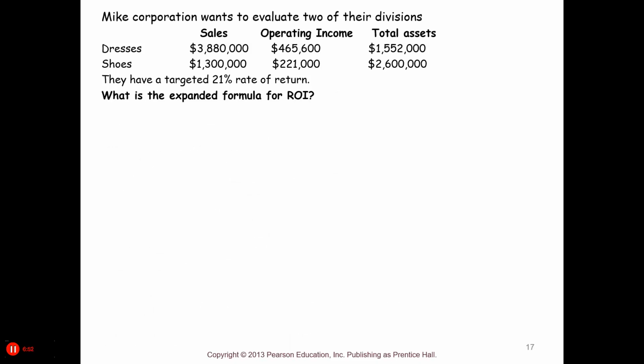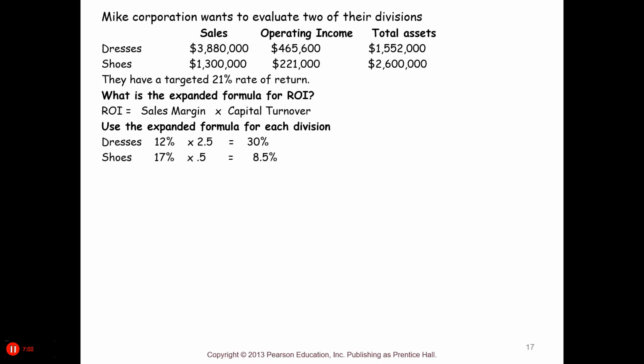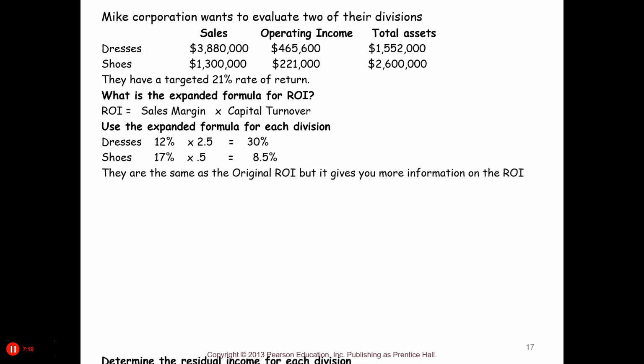Now let's look at this in the expanded formula, which is sales margin times capital turnover. So we're going to use it for each division. And what we see is dresses, although their profit margin is not as good, their asset turnover is great, which is why they have such a high return on investment. Remember, you always get the same return on investment when you use the extended formula. It's just you see more information.